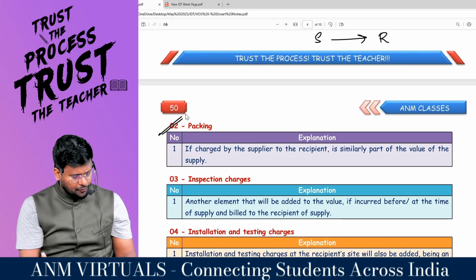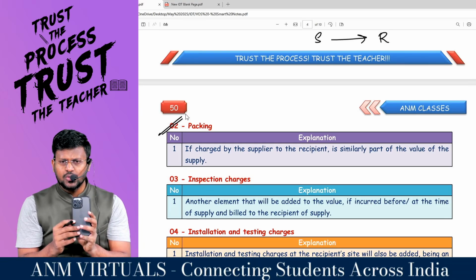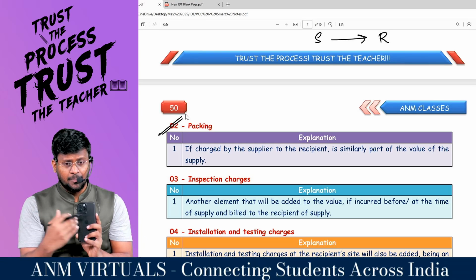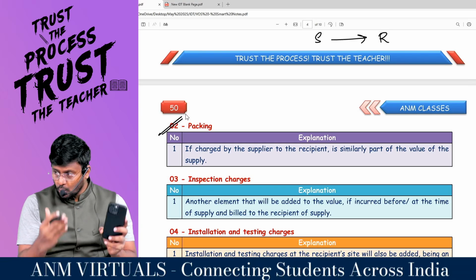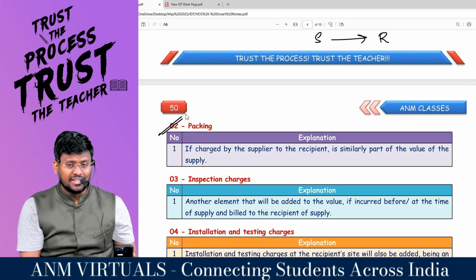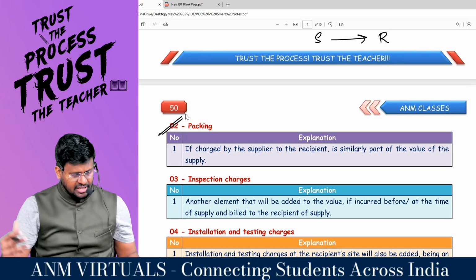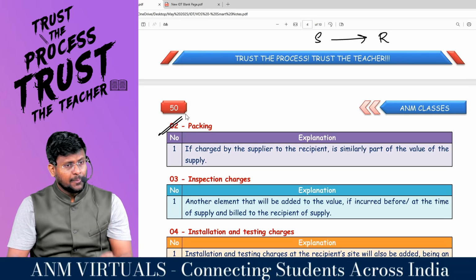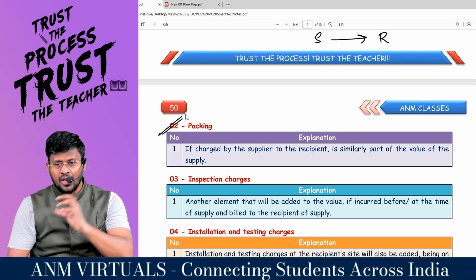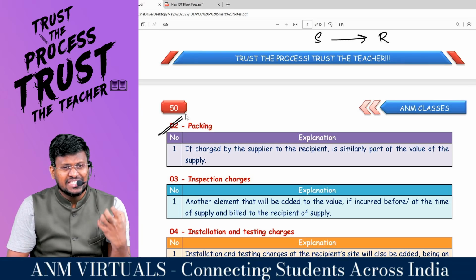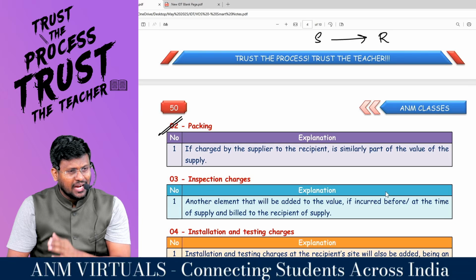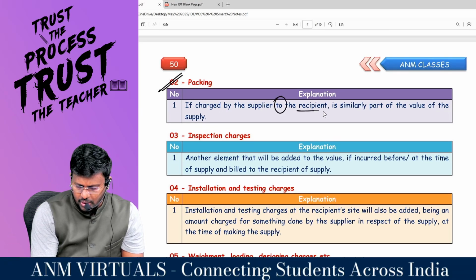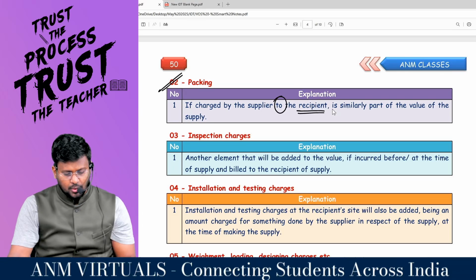For that packing, for example, sir, if the value of this phone is 1,50,000 rupees, right, sir? You are asking that, sir, please pack because this is for my friend's birthday. So, sir, the supplier has asked, can I pack it beautifully? You said, yes, sir, please pack it beautifully. For that, he's charging extra 5,000 rupees. That means 1,50,000 rupees for the phone and 5,000 rupees for the packing. This is an incidental expense. Then the value of supply will be 1,55,000 rupees. That's what they are charging. If charged by the supplier to the recipient, it is similarly part of the value of supply.